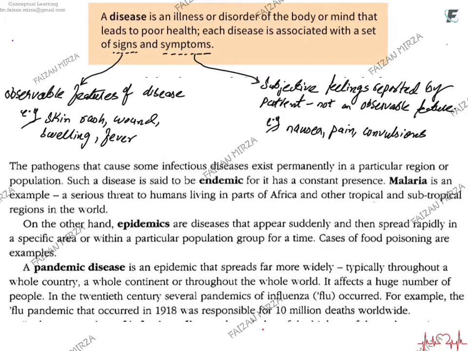So with COVID in place right now, pandemic is a very difficult term to understand. It began as an epidemic in China and then it turned into a pandemic within a span of 3 or 4 months. So, how to classify a disease?